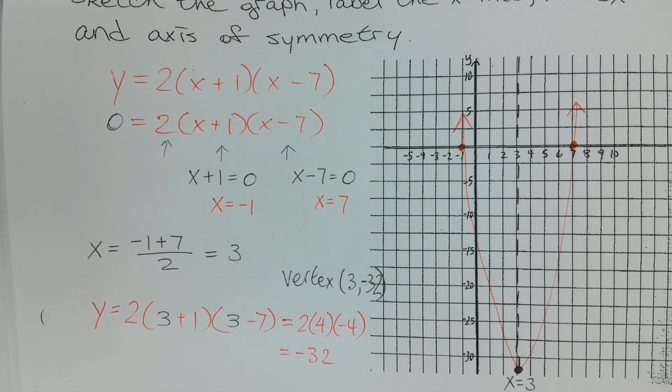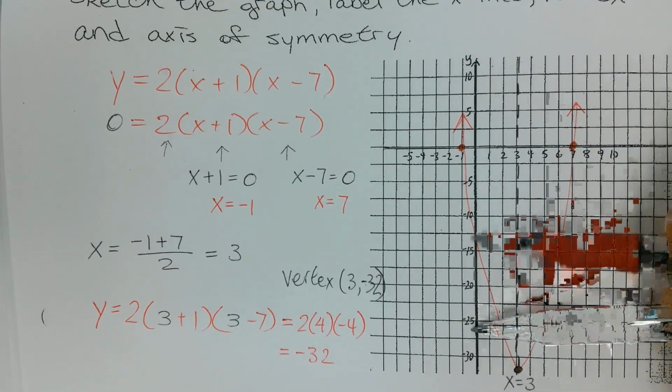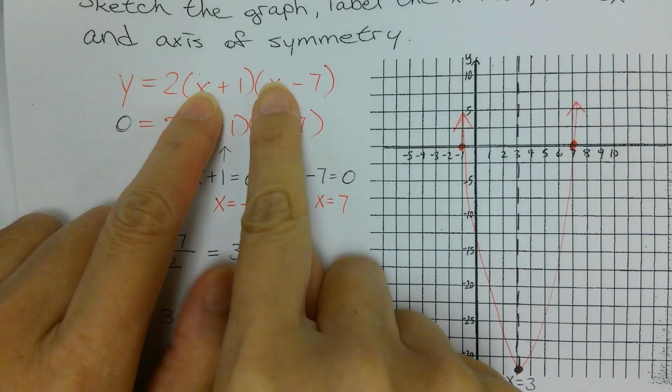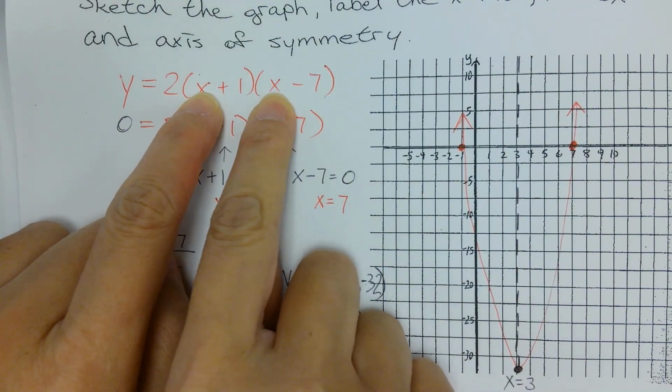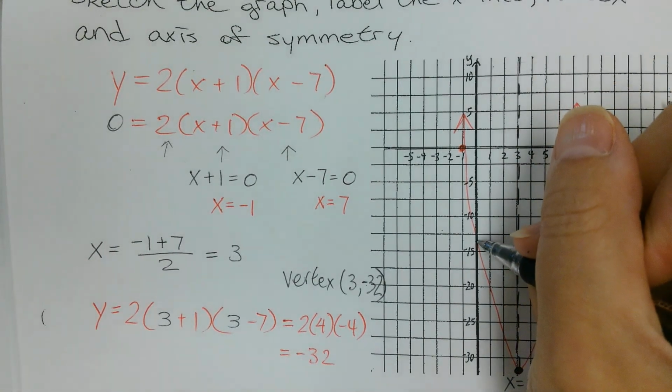Oh, sorry. Okay, so I have the x-intercepts. I have the vertex. What's one more point that might be very good to have? Yep, the y-intercept. What's the x value for the y-intercept? X is 0. So use the equation. When x is 0, you have 2 times 1 is 2, 2 times -7, -14.